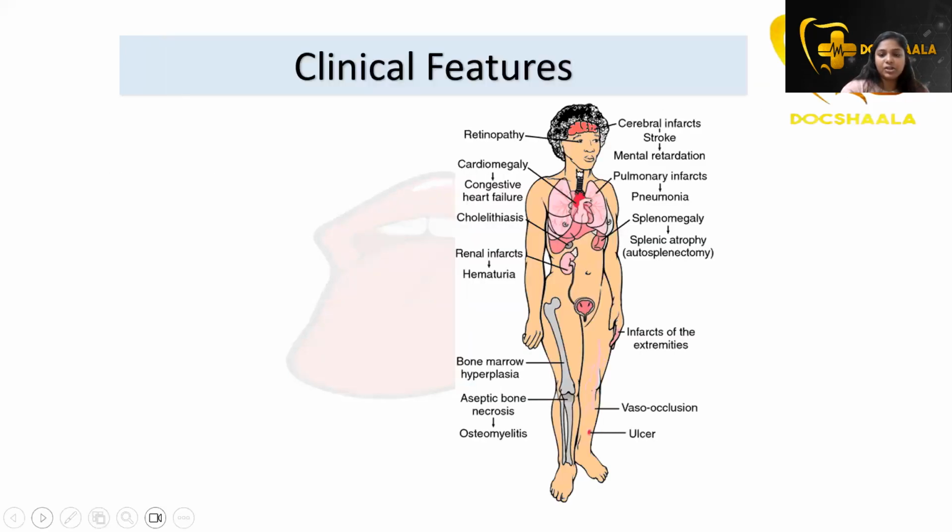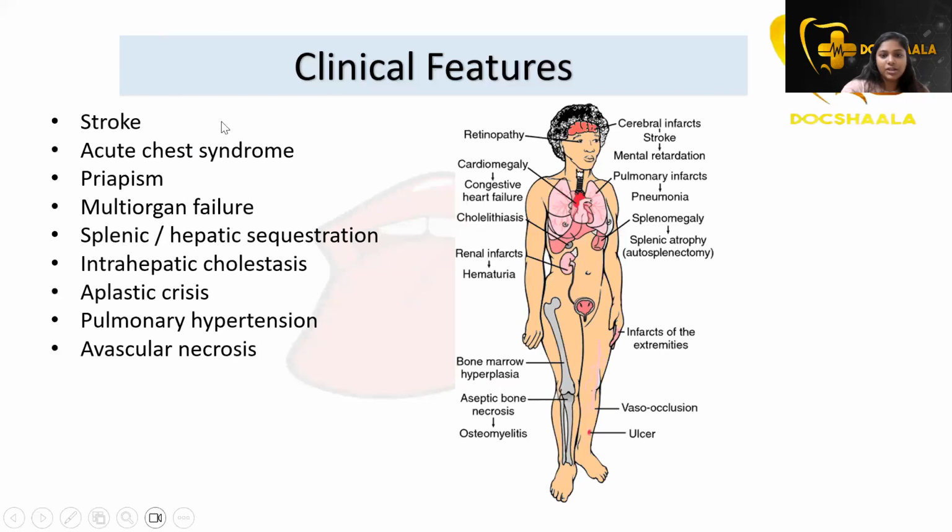Coming to the clinical features, as you can see the patient here. The clinical features include stroke, acute chest syndrome, priapism, multi-organ failure, and splenic or hepatic sequestration. If cerebral infarcts form, they lead to stroke of the brain, which leads to mental retardation in the patient.